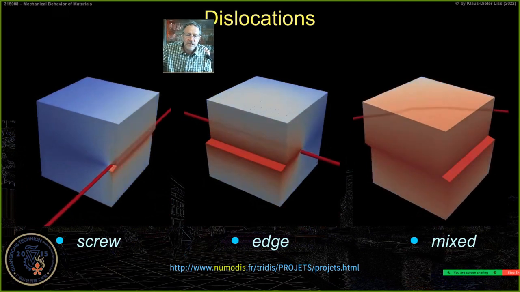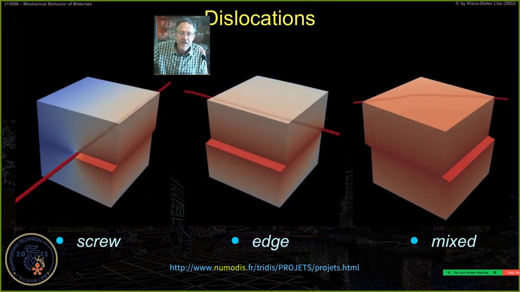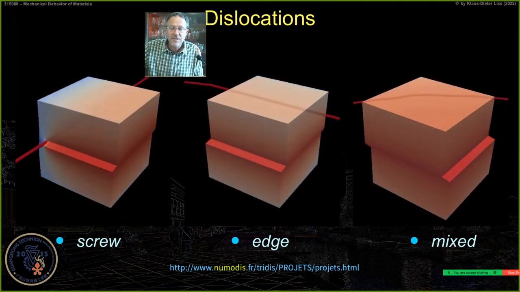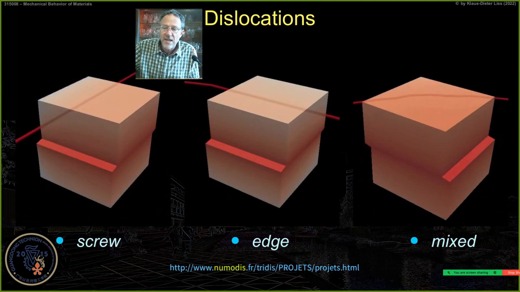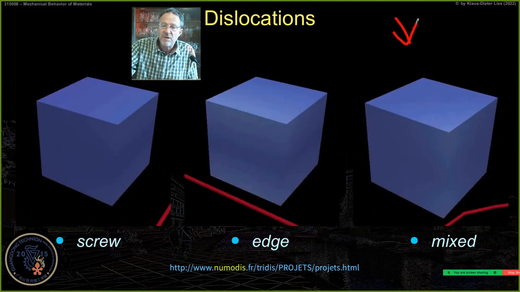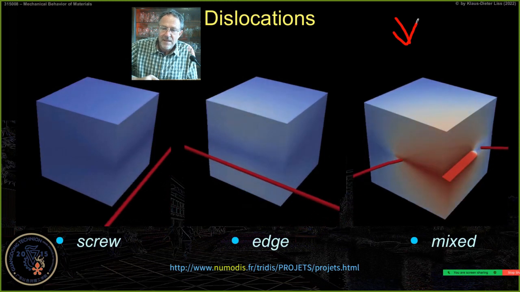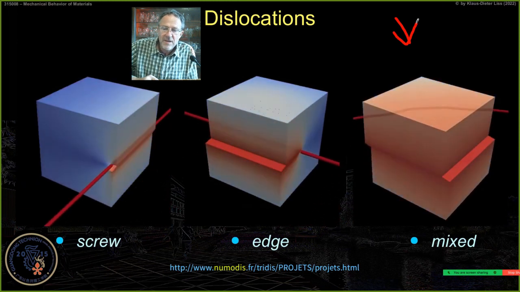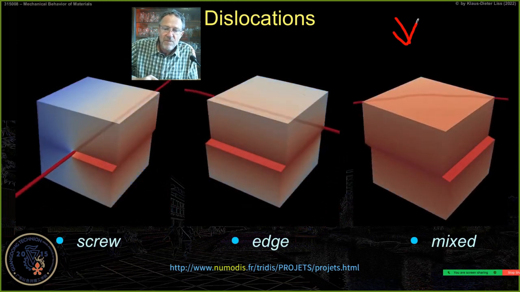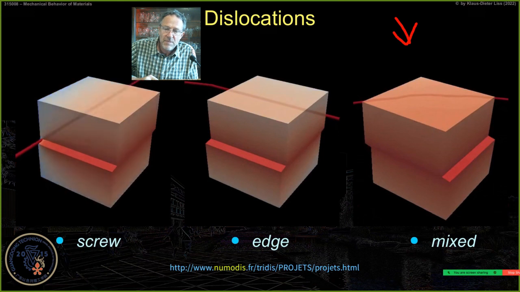Again, we have two types of pure dislocations: the pure screw dislocation and the pure edge dislocation, and then a superposition of the two, which is the mixed dislocation. Here again you see how they propagate and how they shear the material by the Burgers vector b.